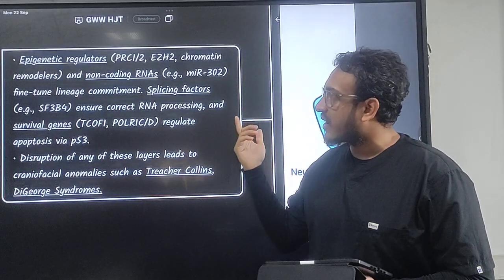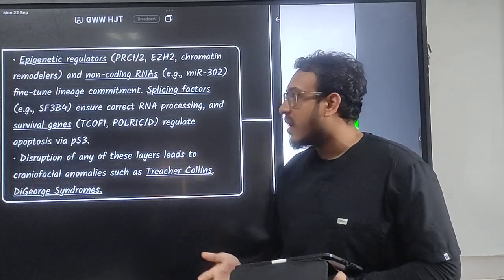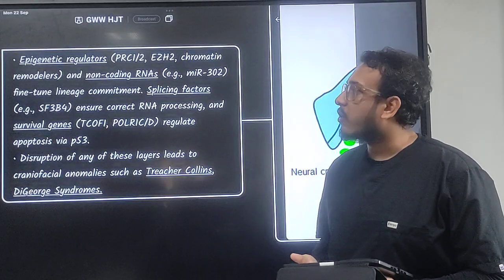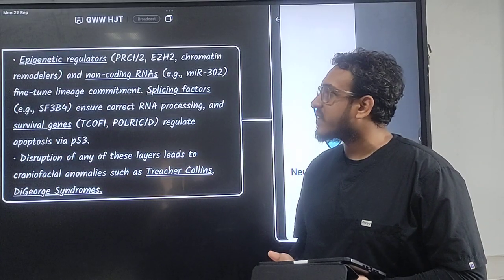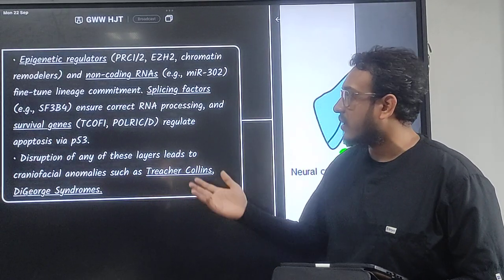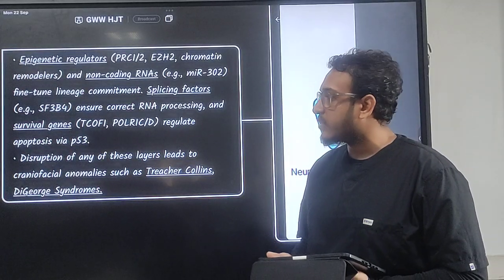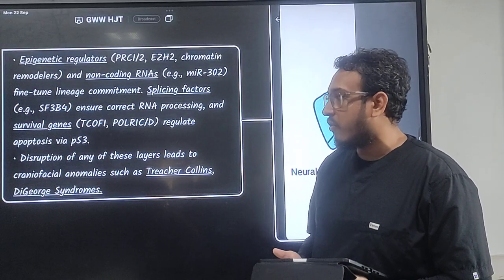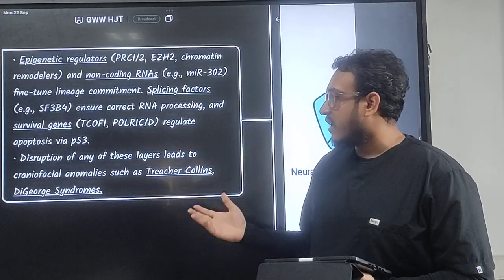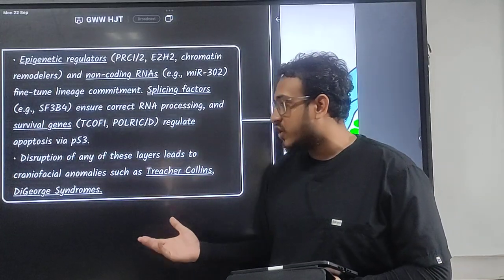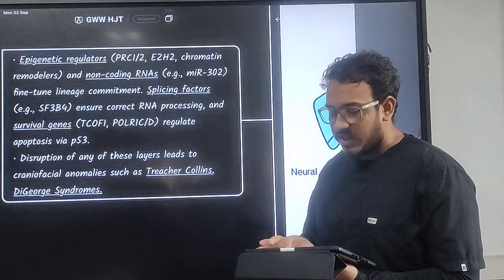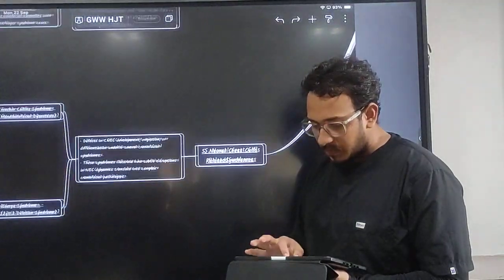Then splicing factors such as SF3B4 ensure correct RNA processing and survival of genes to regulate apoptosis via p53, and the disruption of any of these layers will lead to craniofacial anomalies such as Treacher Collins syndrome and DiGeorge syndrome. So we'll look at these two syndromes in detail.